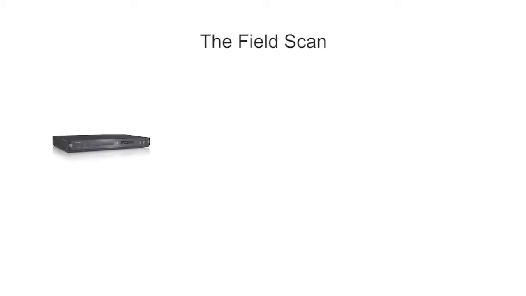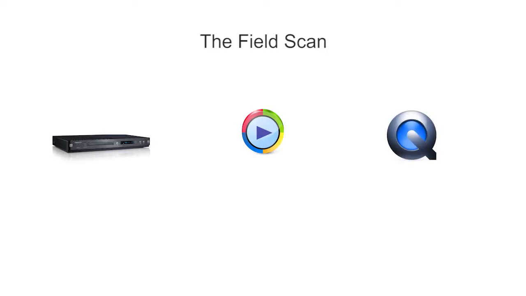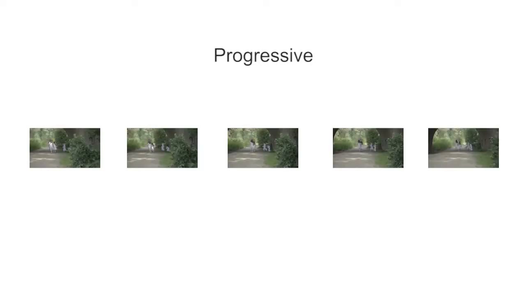The next step is the scan of the video frame. When you play a video file, you need a video player. This can be a DVD player, Windows Media Player, or QuickTime. And you will have to tell them whether to read the video file in progressive or interlaced. Now, what's the difference? Progressive is simple. Each frame is one full image. Your video file contains, for example, 25 full images.